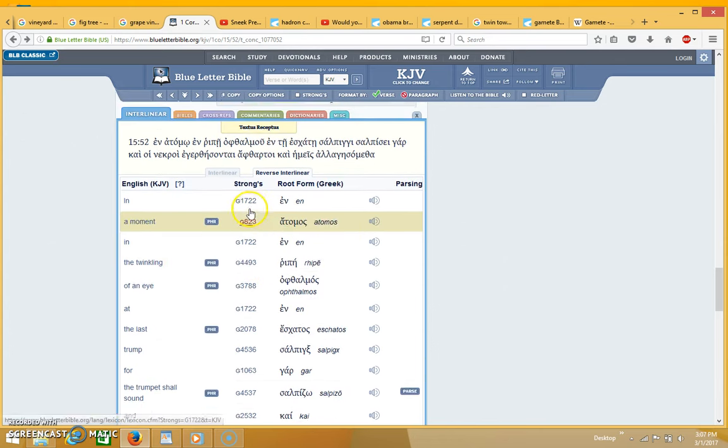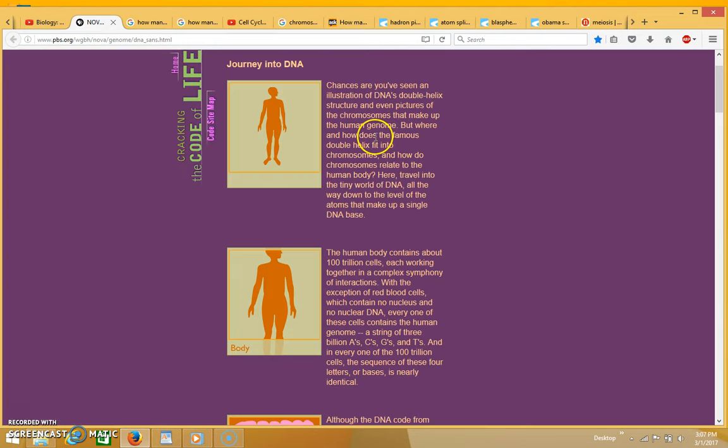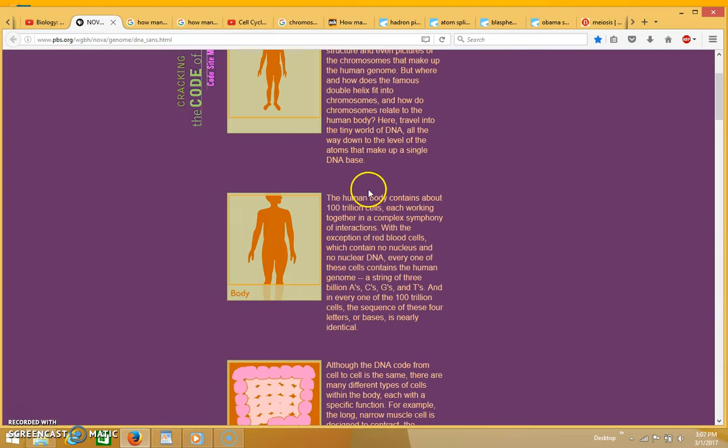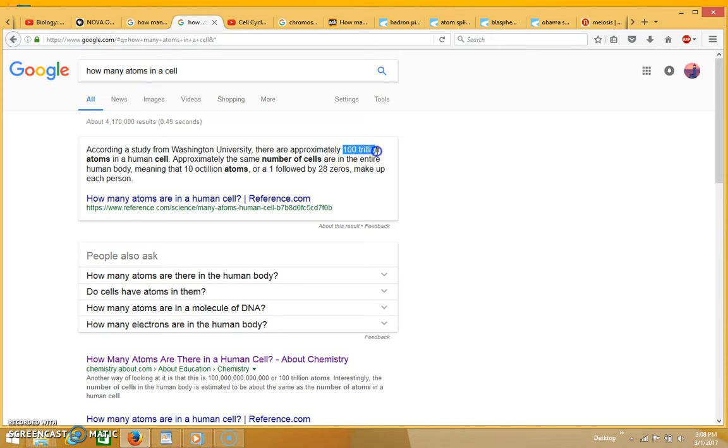And just to give you an idea of what an atom is in relation to the DNA, as you can see over here, it says there's 100 trillion cells in the human body, and there's 100 trillion atoms in a human cell. So that just shows you how small an atom is. There's 100 trillion atoms in a human cell, and there's 100 trillion cells in a human body.